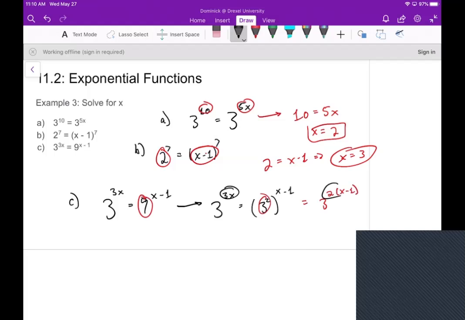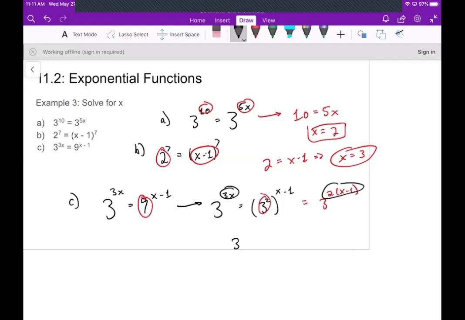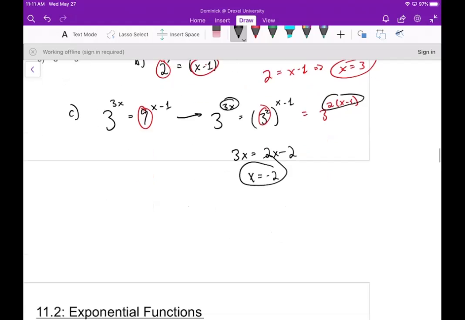So that means that these two exponents have to be equal, right? So then we have that 3x is equal to 2x minus 2 once we distribute. So once I subtract 2x from both sides, I'm going to get x is equal to negative 2. So if you have an exponential equation in which neither the base nor the exponent is equal, you want to rewrite both sides with the same base first, and then you can apply those properties.